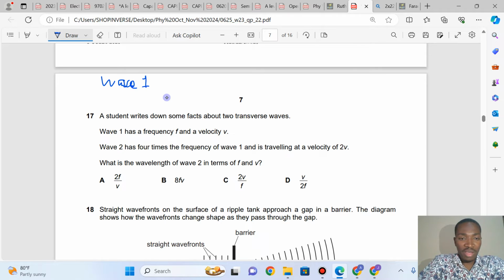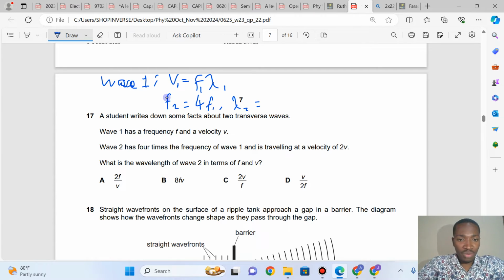Wave 1, V equals F lambda. Let's go to wave 2. Wave 2 has 4 times the frequency. So V for wave 1 equals F1 times lambda 1. For wave 2, the frequency of wave 2 equals 4 times the frequency of wave 1. And it's traveling at a velocity of 2v. Okay, not wavelength, it's velocity. The velocity of wave 2 equals 2 times the velocity of wave 1.